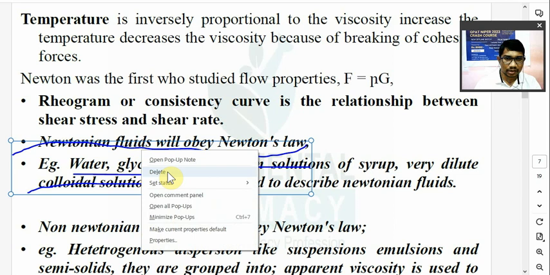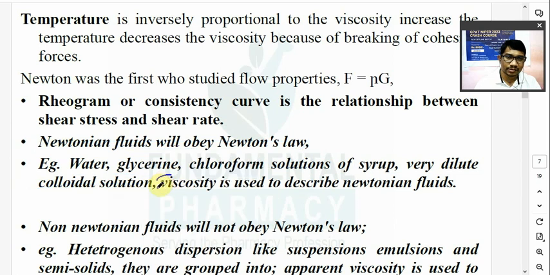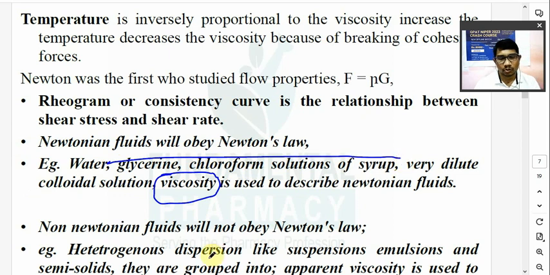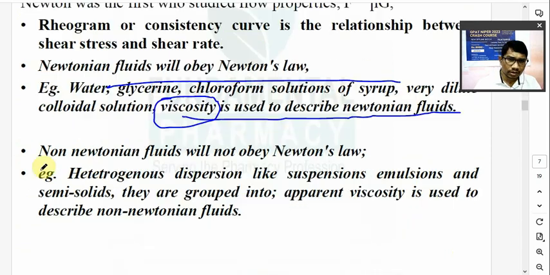जैसे मैंने बोला है कि Newtonian liquid can be described in terms of viscosity. Water, glycerin, chloroform, solution of syrup, dilute solution of colloids or colloidal solution. They can be adequately described by the viscosity term. That's why they are known as the Newtonian fluids. Non-Newtonian fluids, they will not obey the Newton's law.